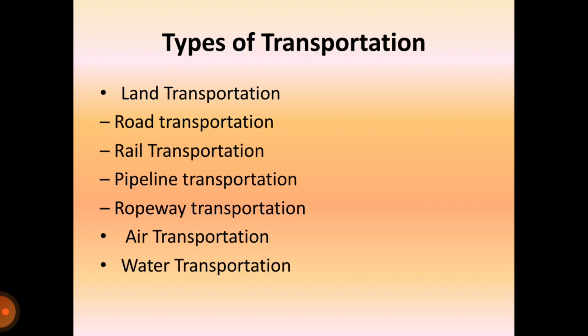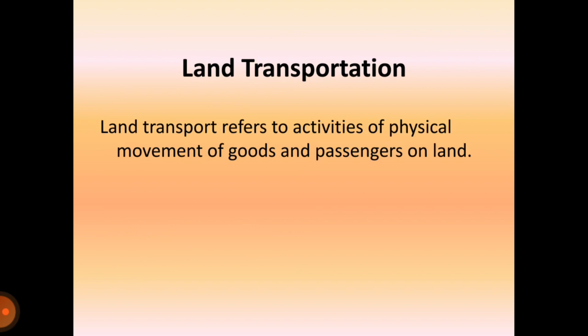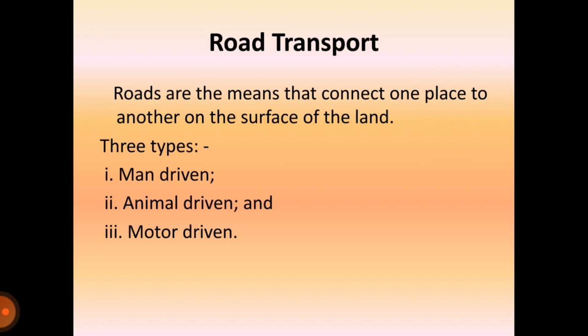Land transportation. In land transportation, there are different categories like road transportation, rail transportation, pipeline transportation, ropeway transportation. Second is air transportation, and third is water transportation. Land transportation refers to activities of physical movement of goods and passengers on land. Road transportation. Roads are the means that connect one place to another on the surface of the land. There are three types of road transportation: man driven, animal driven, and motor driven.